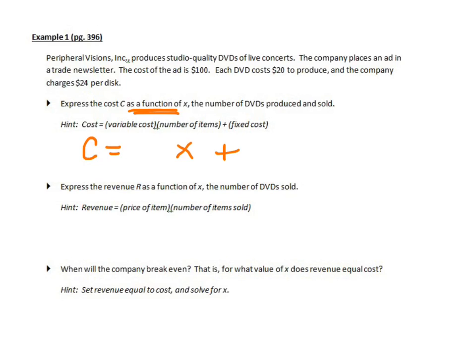All right, so let's look back through your example. We have a couple different costs. We have the cost of the ad, $100, and then we have the fact that each DVD costs $20 to produce. So the cost of the ad would be the same regardless of how many DVDs are produced. So that is your fixed cost. And then if each DVD costs $20 to produce, that's your variable cost.